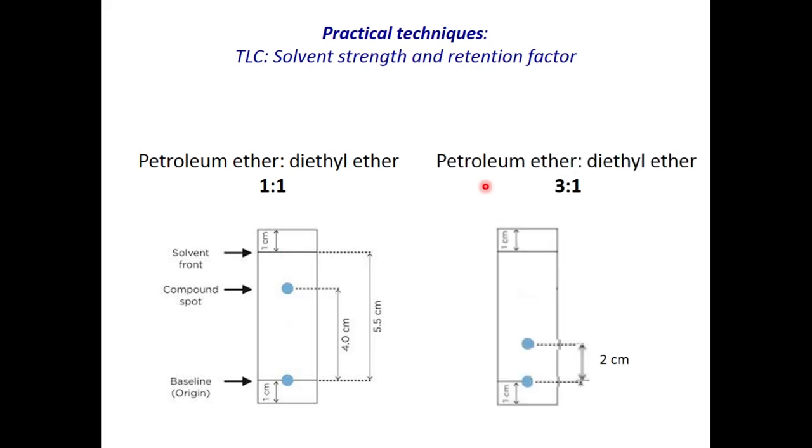Let's change the solvent system, the mobile phase, to a 3:1 ratio of petroleum ether to diethyl ether. Now the compound spot only moves 2 centimeters up the plate. Why is this? Well, in the first system we had a higher mobile phase strength. So that means the mobile phase is better able to compete with the stationary phase for the analyte, and the analyte spot moves further up the TLC plate.